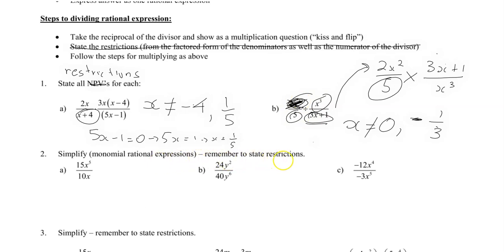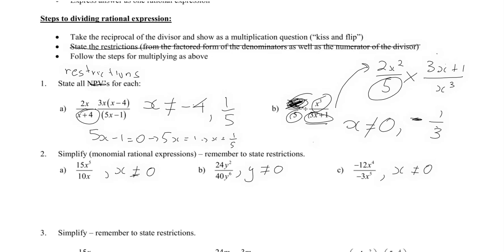Simplify. Monomial rational expressions, remember to state restrictions. Any monomial is just going to be x cannot equal 0. The variable can't be 0. It's a monomial. Over here, y cannot equal 0. Over here, x cannot equal 0, right? Basically, if there's a variable in the denominator, that can't be 0 in a monomial. Monomial, one term.